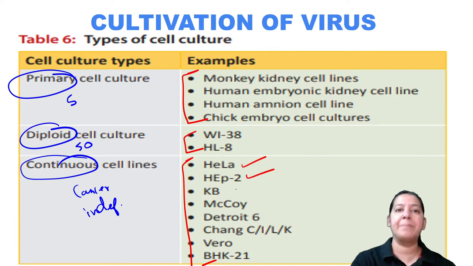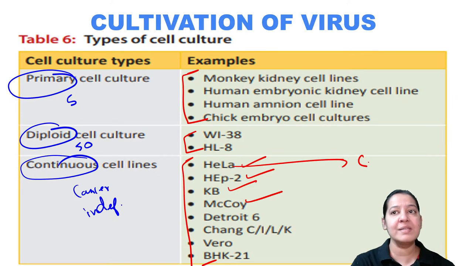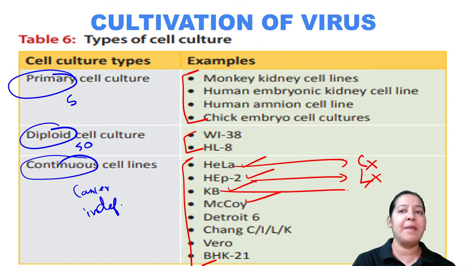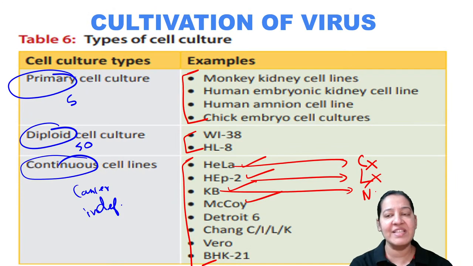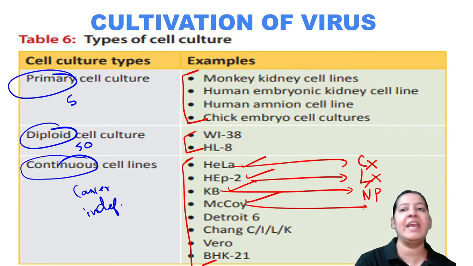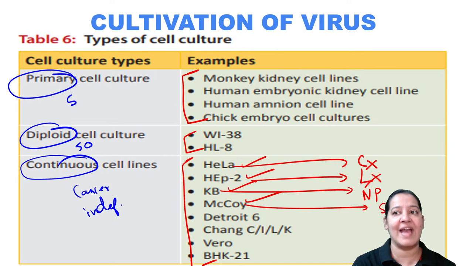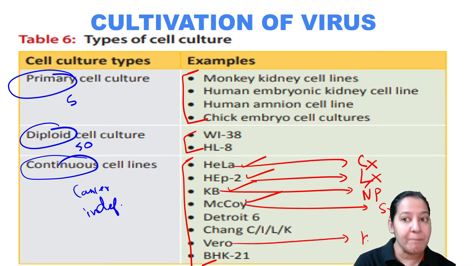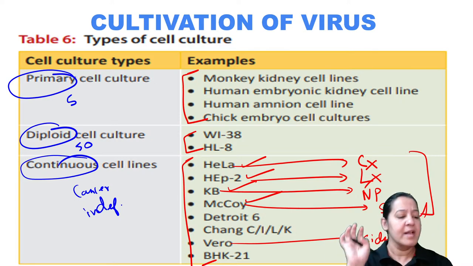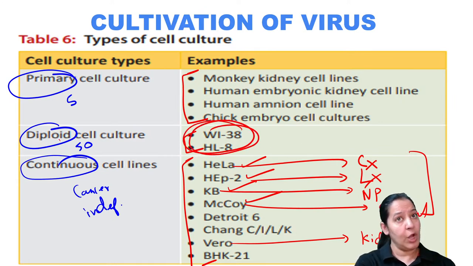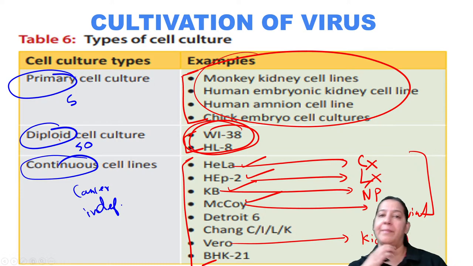HeLa, HEP2, KB, McCoy: these are the examples of continuous. In HeLa, we use human cervix cancer. In HEP2, human larynx cancer. In KB, we use human nasopharyngeal cancer. And in McCoy, human synovial cancer. In Vero, we use monkey kidney cancer, not human. These four are human, this is monkey. Give me a thumbs up, you have to learn. These are the two examples of diploid and the four examples of primary.